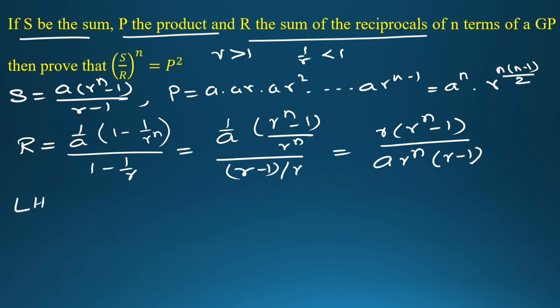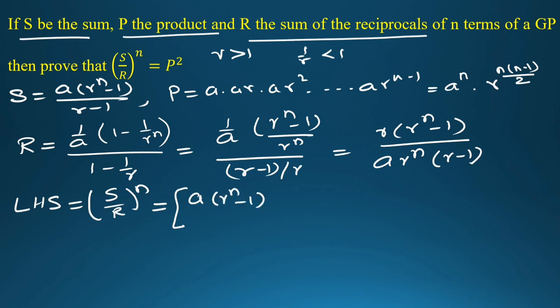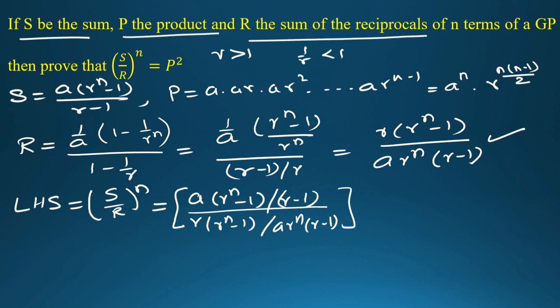Now you see what we have to prove. Its left hand side is S upon R to the power n, and it will be S, means just we have to write the values only, okay, and simplify. Just focus only on the expressions. A R to the power n minus 1 upon R minus 1 divided by this expression R times R to the power n minus 1 divided by A R to the power n times R minus 1, to the whole power n. Now you see, R to the power n minus 1 up and down same, cancel. R minus 1 up and down same, cancel.